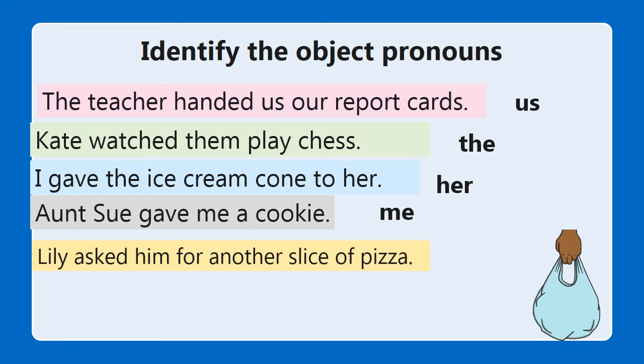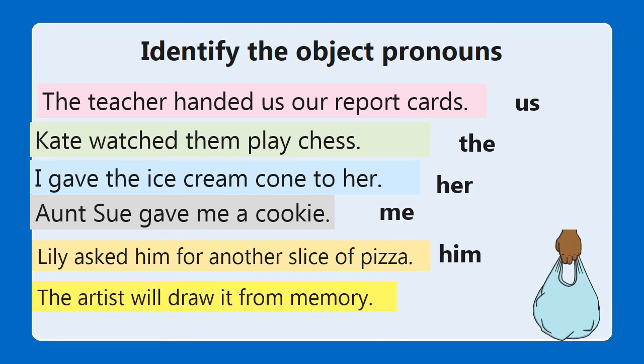Let's look at this sentence. Lily asked him for another slice of pizza. What is the verb in the sentence? Great, asked. All the words from asked to pizza is the predicate part. So therefore, him is in the predicate part of the sentence. That is our object pronoun.